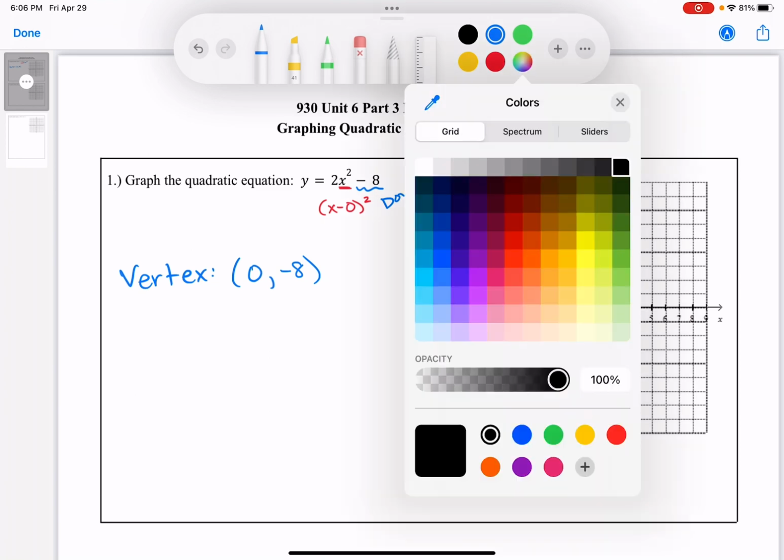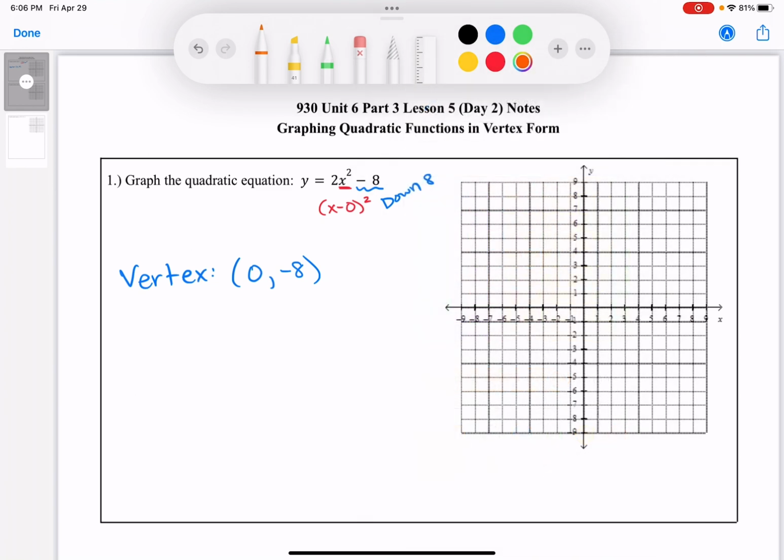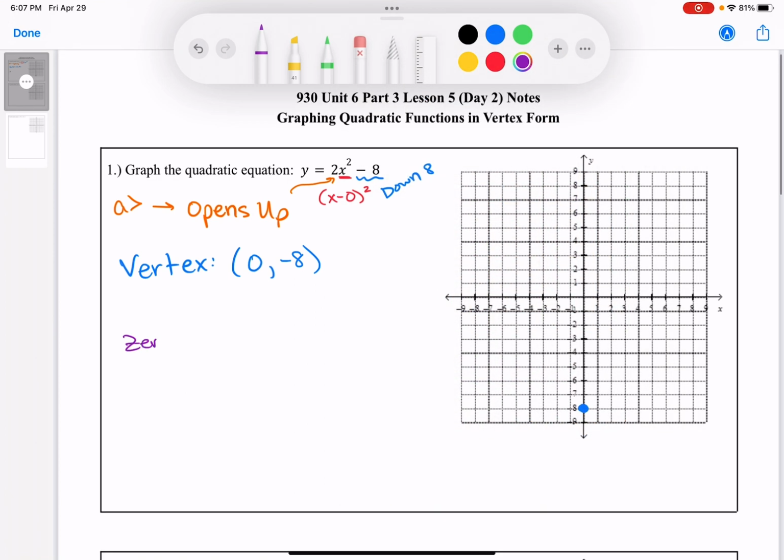And then just like before, I look at that a value. So since a is 2, that's greater than 0. So that means I'm opening up. So if I get my vertex on the graph here at 0 left and right and down 8, and it's opening up, then I will definitely have zeros, right? It's going to cross the x-axis. So then I just do my work, just like we talked about yesterday for finding the zeros. Plug in y equals 0 in order to do that.